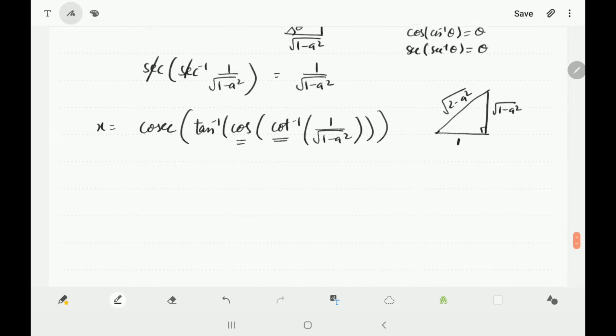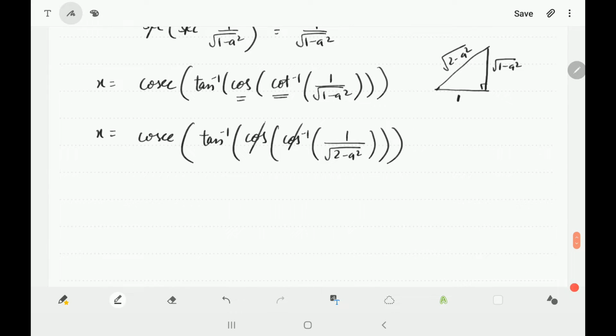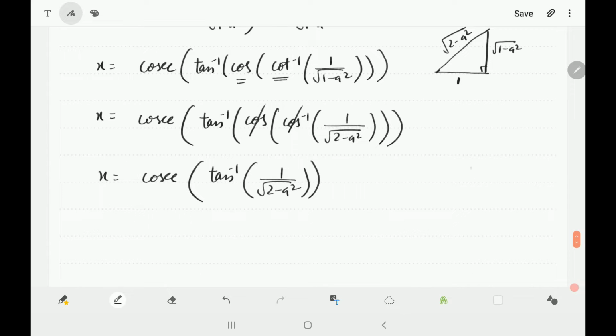Okay, so now we can write this term as x is equal to cosecant of tan inverse cos of cot inverse, we need to write in terms of cos inverse. So this will be cos inverse of 1 upon under root of 2 minus a square. Okay, now we already know that cos will cancel cos inverse. So now we will be left with cosecant of tan inverse of 1 upon under root of 2 minus a square. So now I will be converting this term into sine inverse.